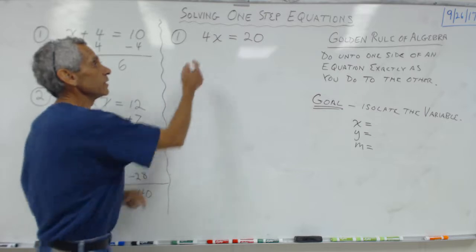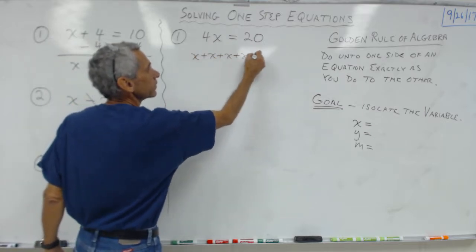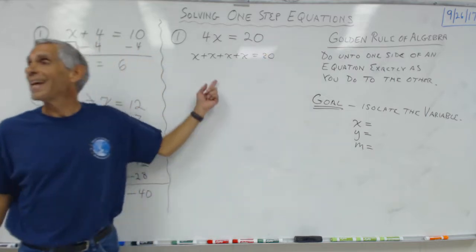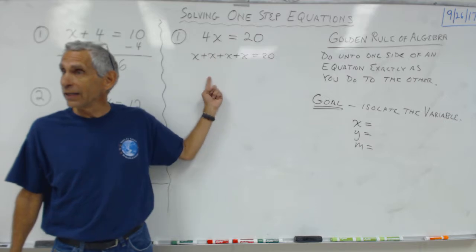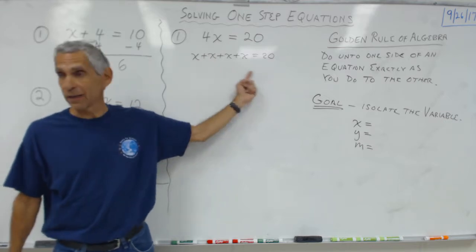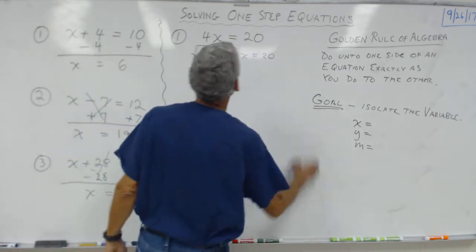And all that means is this. This is what it really means: x plus x plus x plus x is equal to 20. Thank God for algebra, because algebra is all about shortcuts. If we didn't have algebra, we would be writing it like this. It would be a mess. Without multiplication, we'd be doing that.